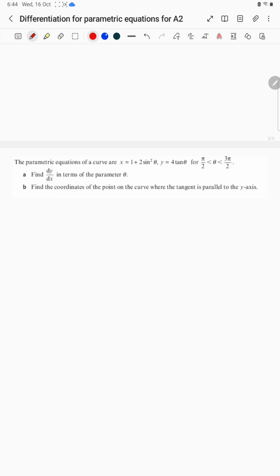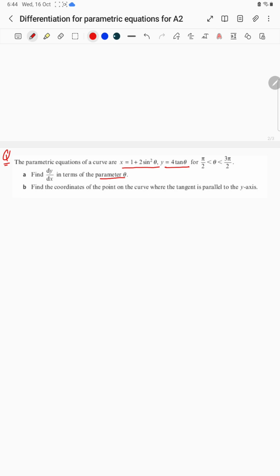Yes guys, here's another question. Question 2: given the parametric equations of the curve, x is equal to 1 plus 2 sine squared theta and y equal to 4 tan theta, for theta lying between pi by 2 and 3 pi by 2, it means from 90 to 270 degrees. Find dy by dx in terms of the parameter theta.